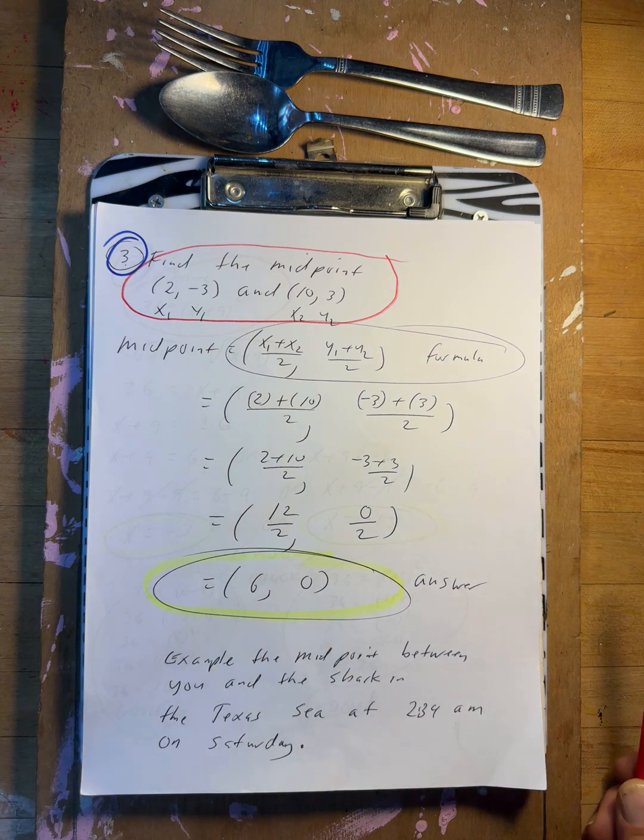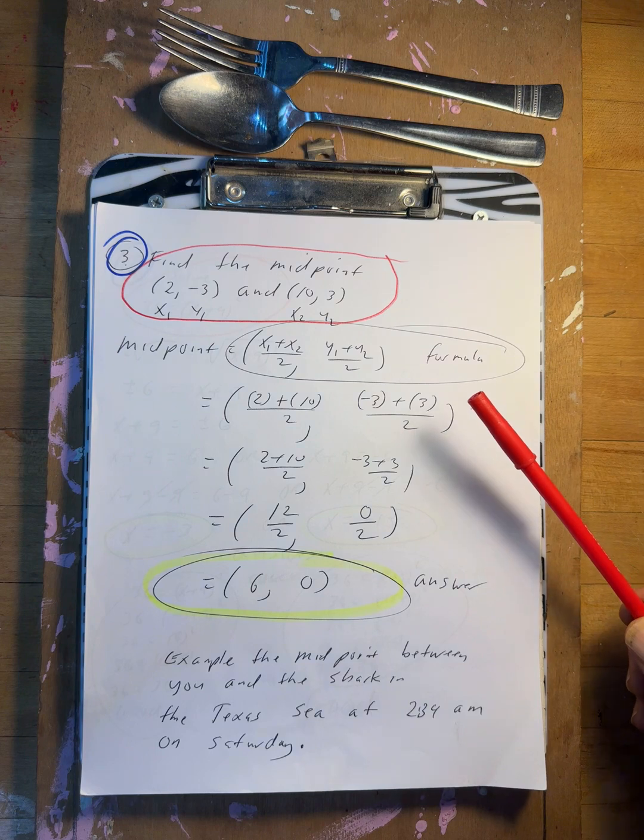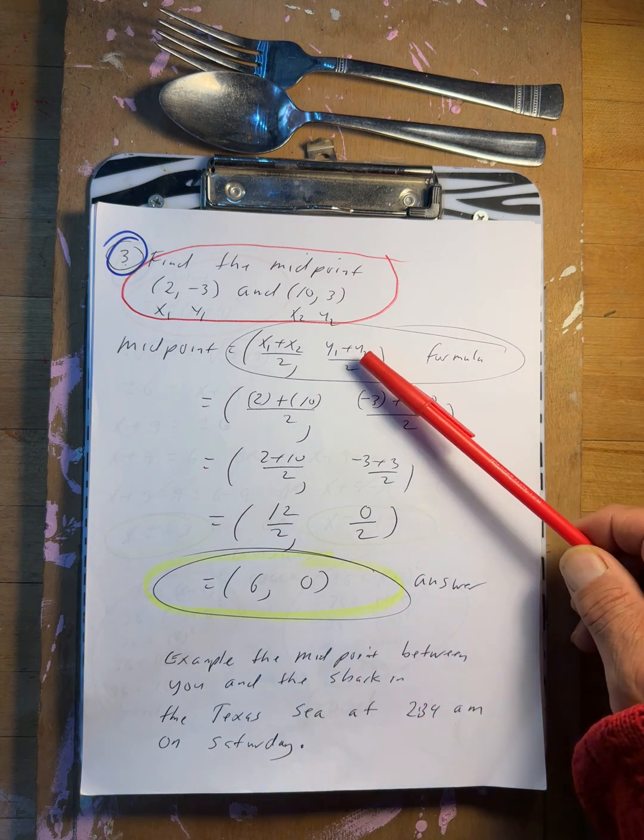Find the midpoint between 2, negative 3 and 10, 3. The midpoint is the middle point right there between those 2 points. Formula for midpoint, there it is.